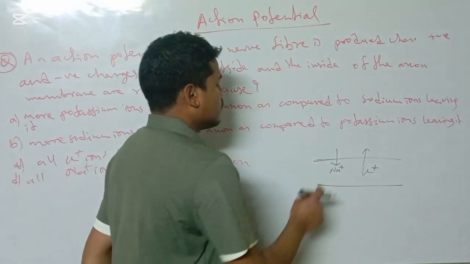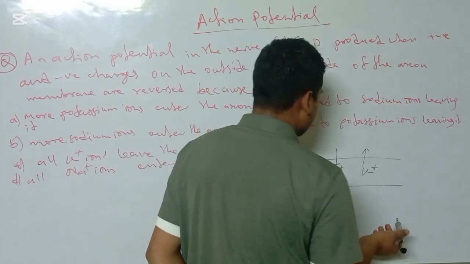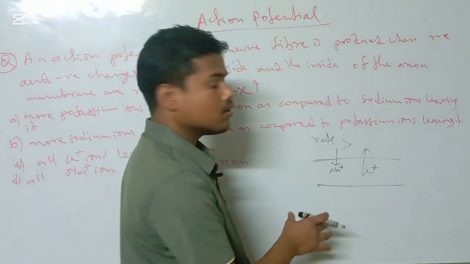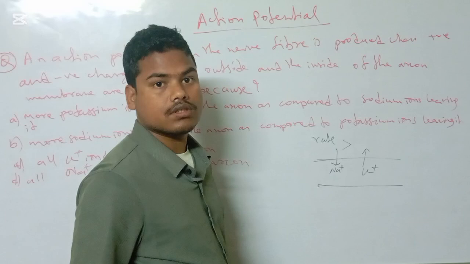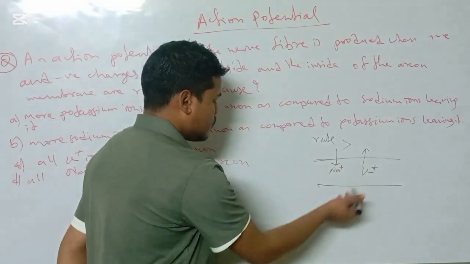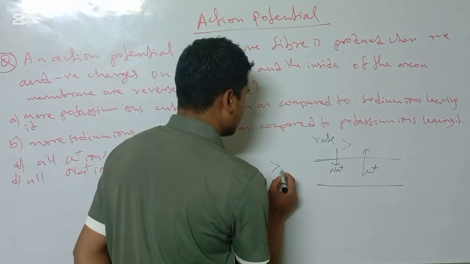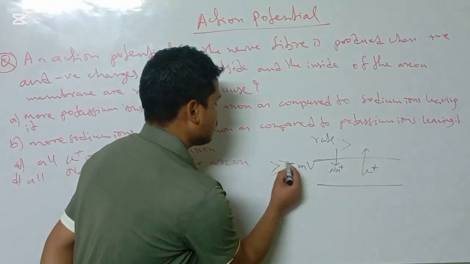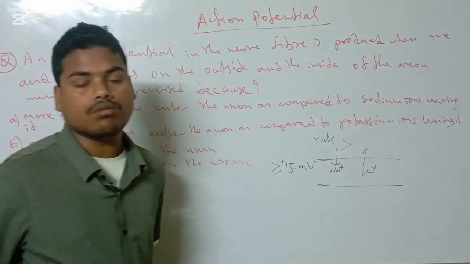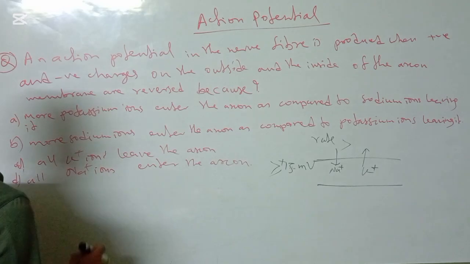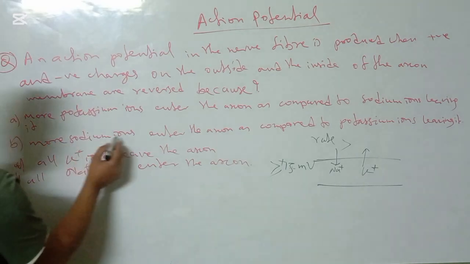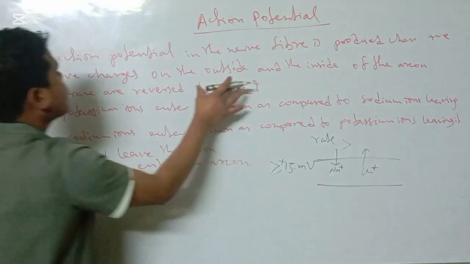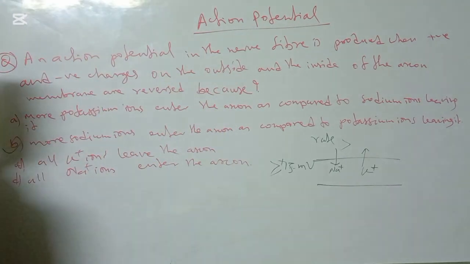So let's suppose 2 sodium ions get influxed, 2 potassium ions will get effluxed and neutralize this positive charge inside. But action potential is generated only when the rate of sodium ion influx is higher than the efflux of the potassium ions, or if the stimulus is greater than or equal to 15 millivolt, then only the action potential will be generated. So same thing here. The correct option will be more sodium ions would enter as compared to potassium ions leaving it. Only at that condition action potential will generate.